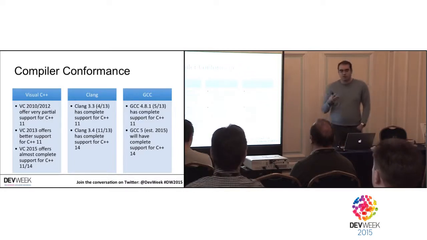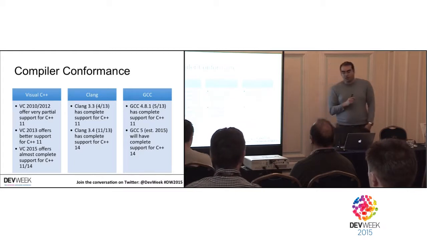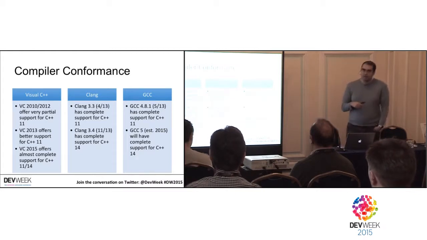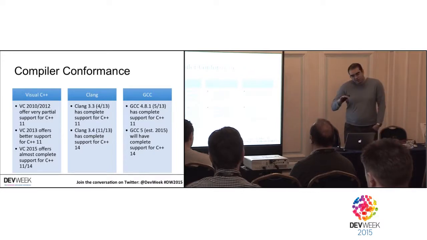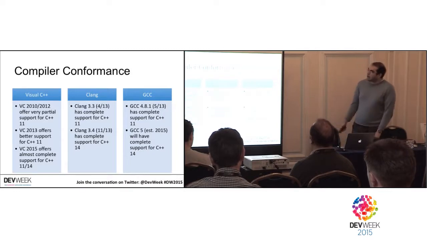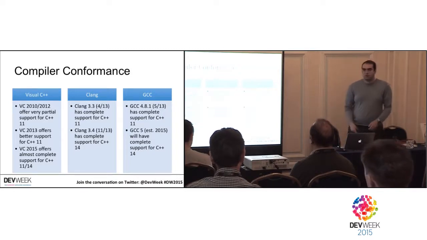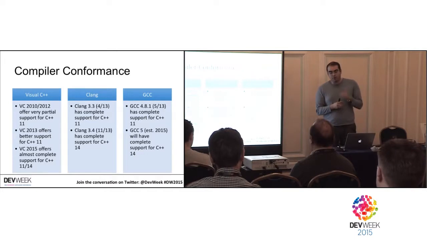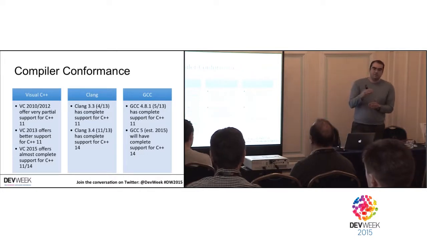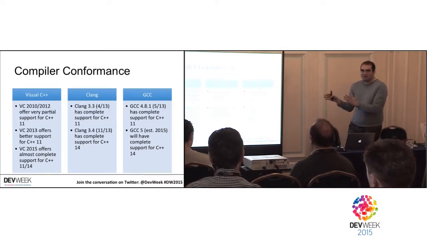2013, which is the most recent released version, offers some better support for C++11 and it kind of sort of prepares for supporting C++14. Visual Studio 2015, which is scheduled to be released later this year, will have some support for C++14 and also expanded support for C++11. Now, the other compilers are a simpler story.